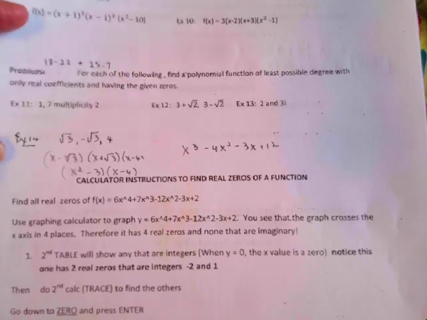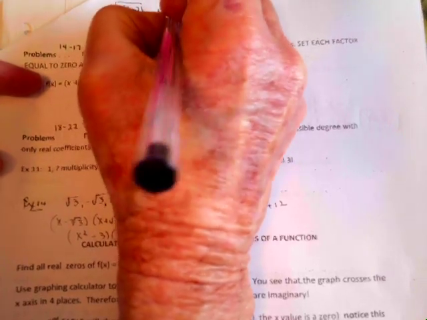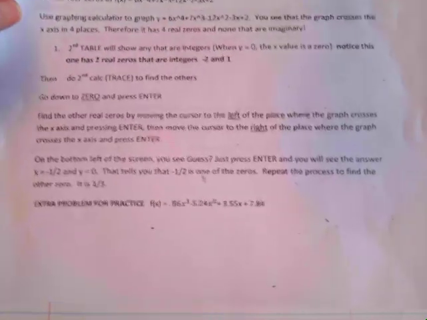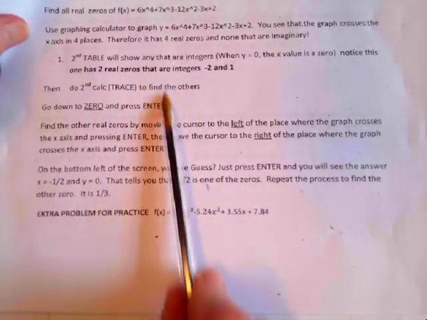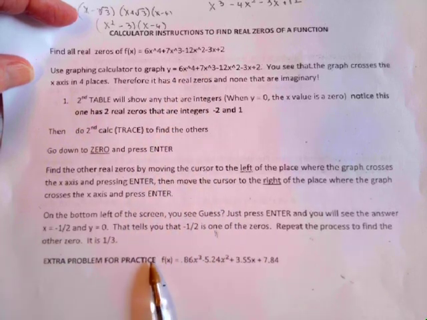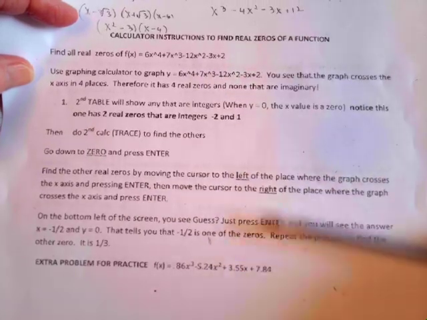This is page 2 of that handout from 11.2 homework. Before we start on problems 14 through 17, here are those calculator instructions that I was telling you. This helps you find zeros that are fractions. If there's ever a question about whether there might be a rational zero that's a fraction, follow these instructions to help you.